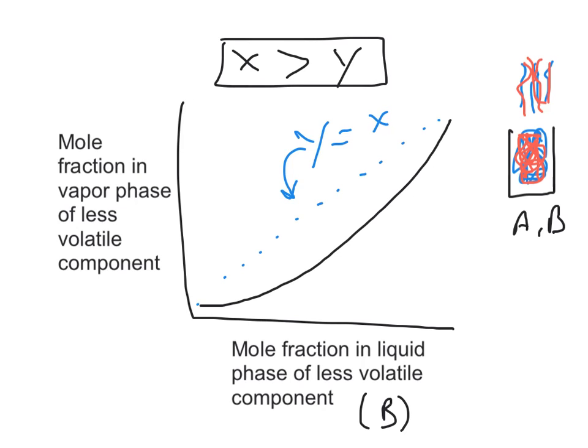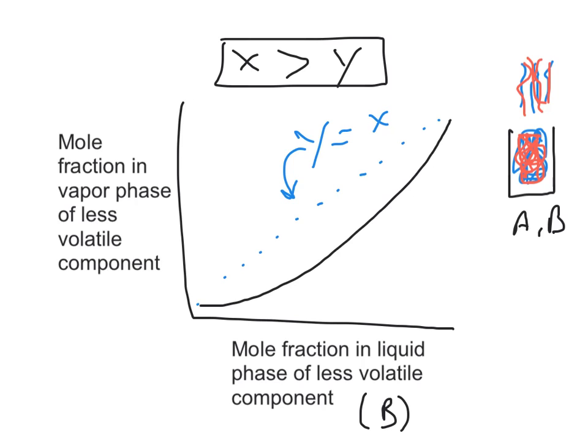Or in other words, there's a greater concentration of component B, or the less volatile component, in the liquid phase compared to the vapor or gas phase. And so this is very similar to the previous plot, except it's just inverted. We have more of the component B in liquid compared to the gas or vapor. And so these two plots, they're both XY plots, they just tell us about the relative concentrations in the liquid and the vapor phases.